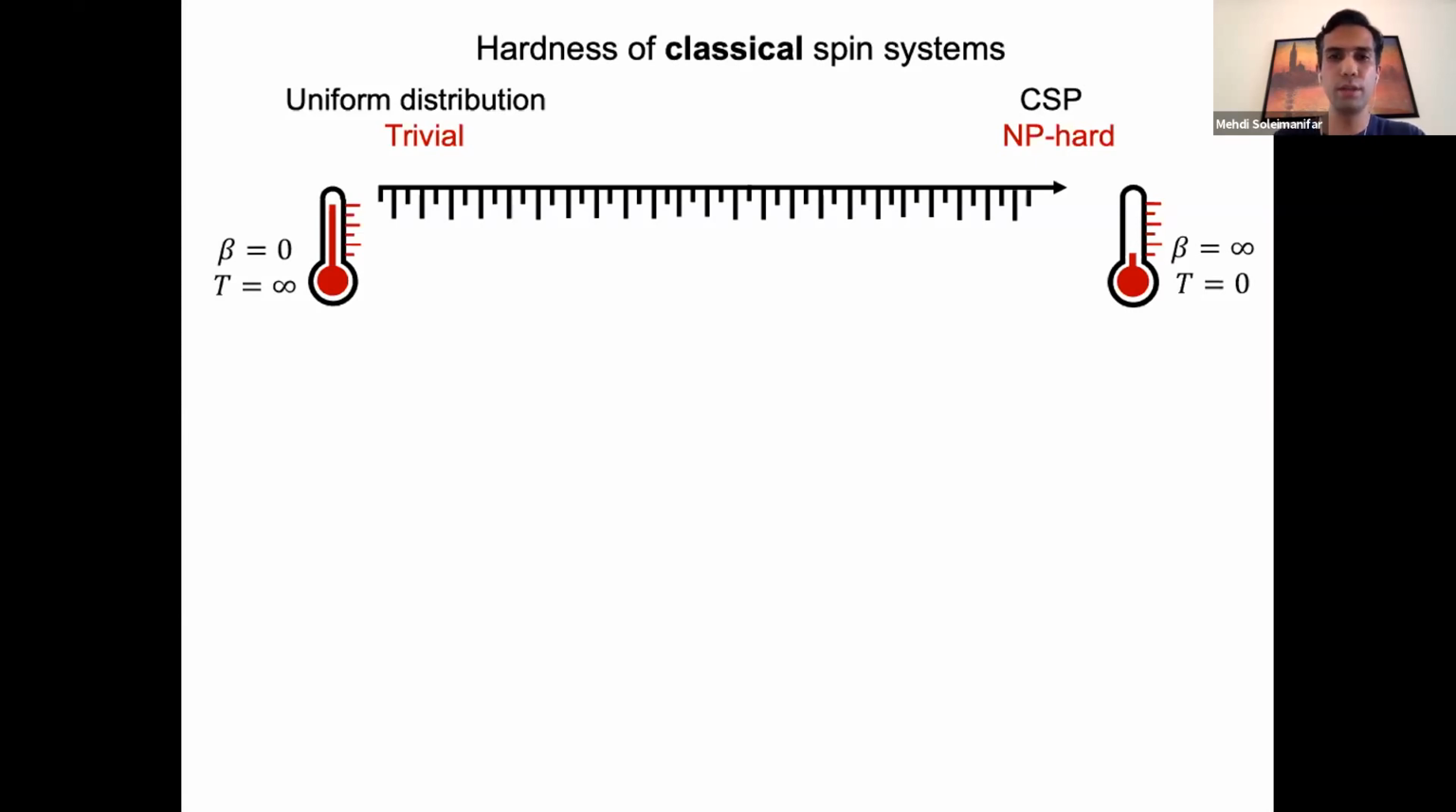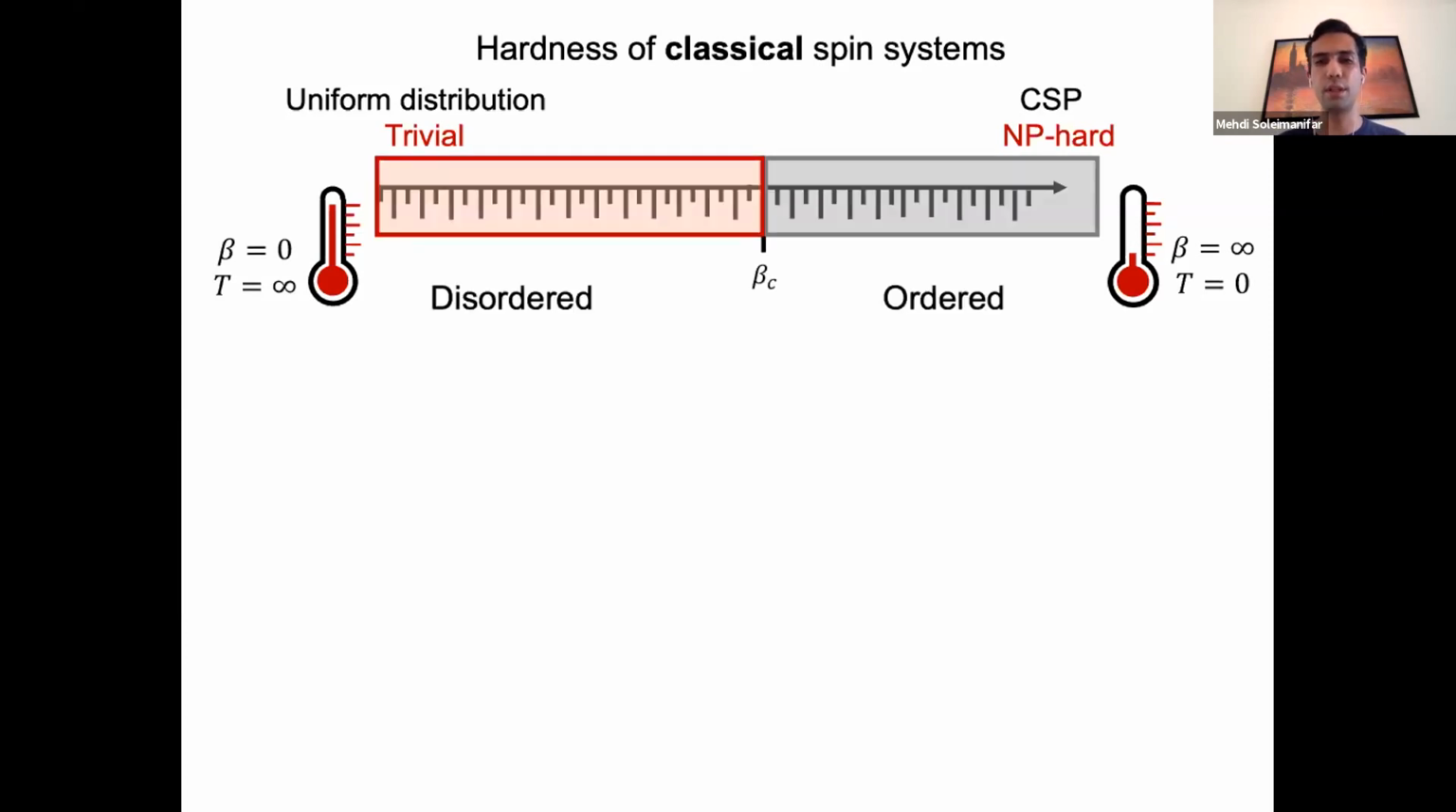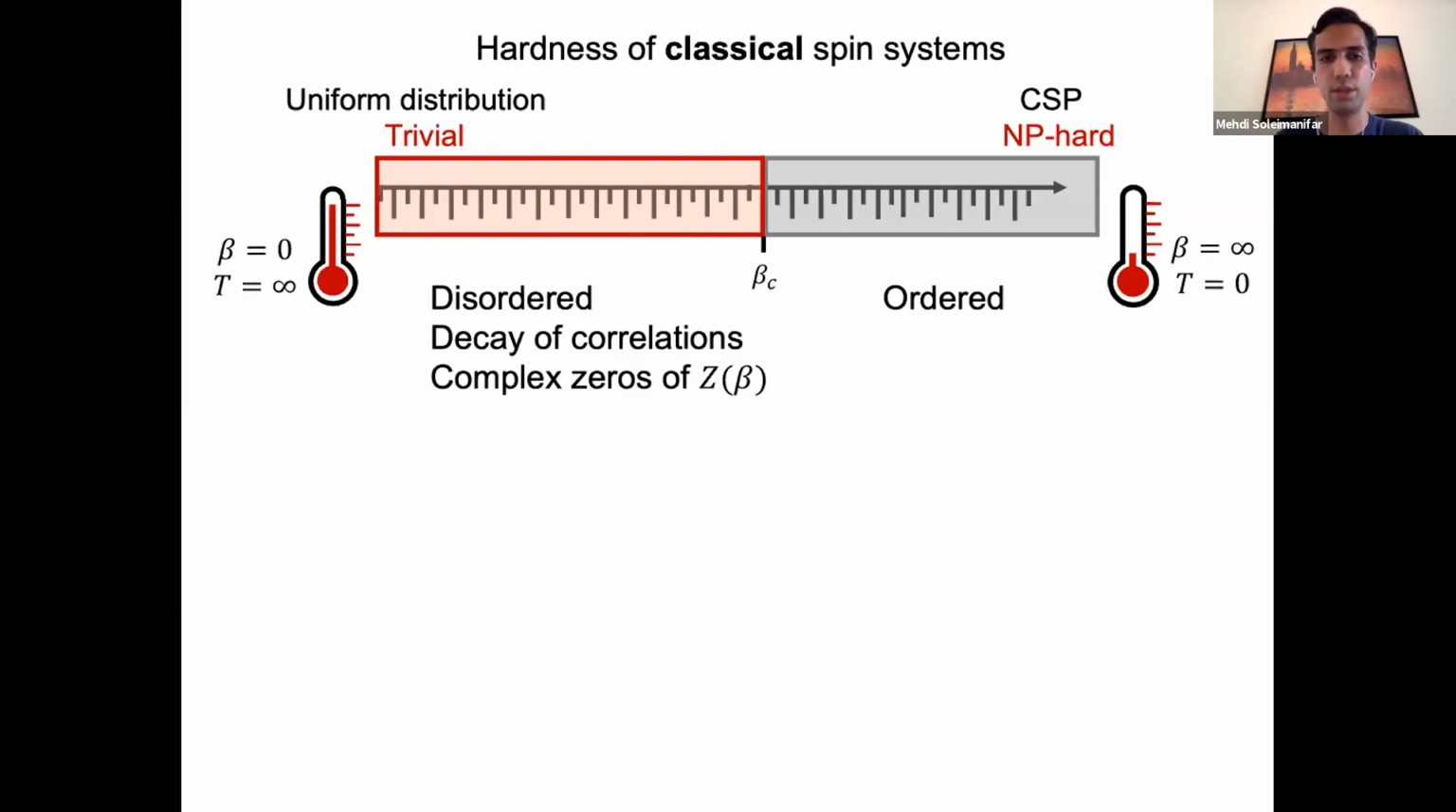But we also know about another transition as we change the temperature from a physics perspective, which is a transition in the phase of the system, or thermal phase transition, where, for example, we can go from a disordered phase to an ordered phase, and at a very critical value of beta, the properties of the system abruptly change. So there are various ways to characterize these phases. One is based on the decay of correlations, and one is based on complex zeros of the partition function.